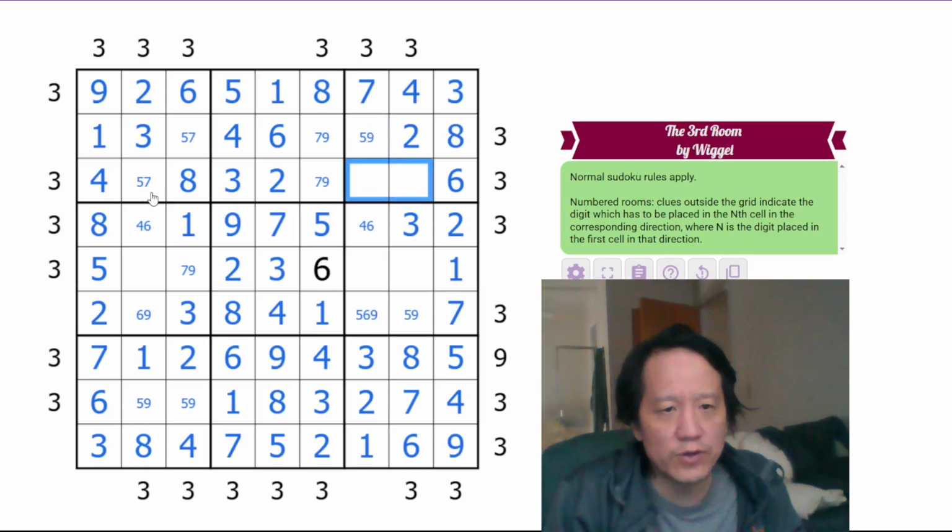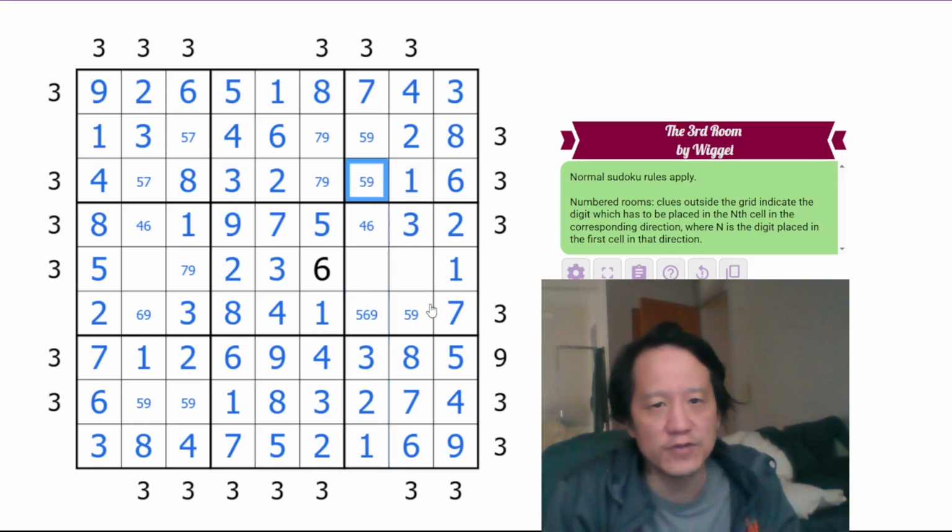Row 3, we have 1, 5, 7, 9 remaining. 7 cannot be here. This is a 1, 5, 9 triplet, but 1 cannot be here because of the 1 in the column, so this is 1 there. That forces this to be 5 and 9.